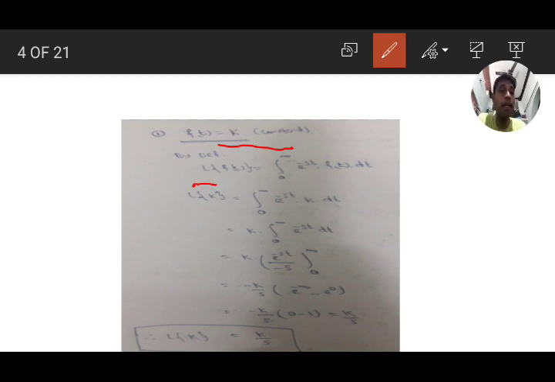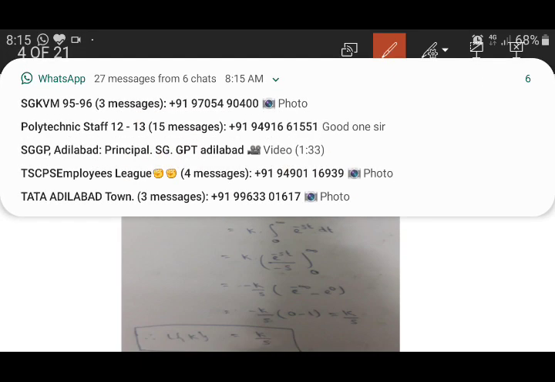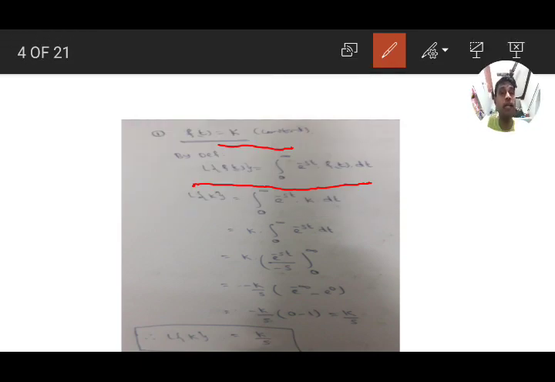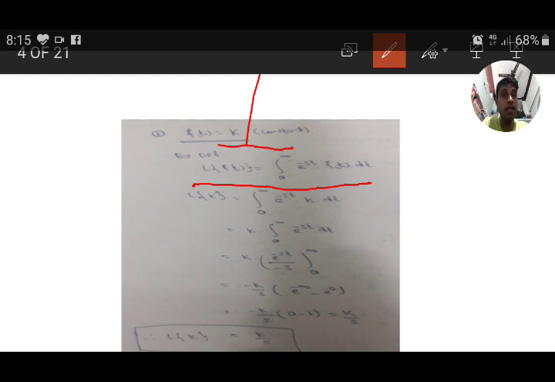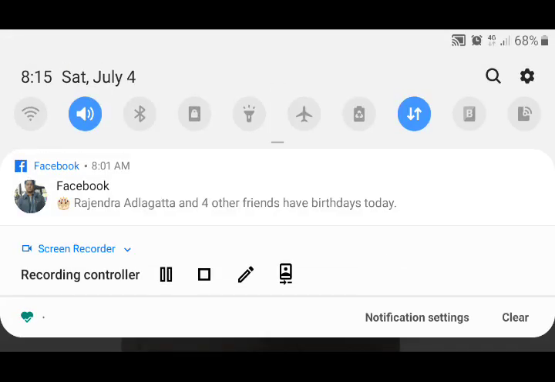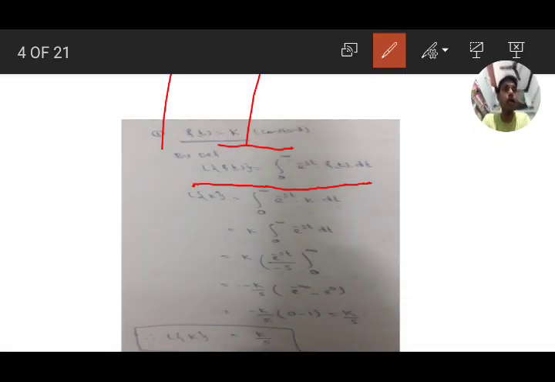L of k. By definition, we know that integration 0 to infinity e to the power of minus s t f of t dt. Here the f of t value is k. So in the next step, L of k equal to integration 0 to infinity e to the power of minus s t k dt.